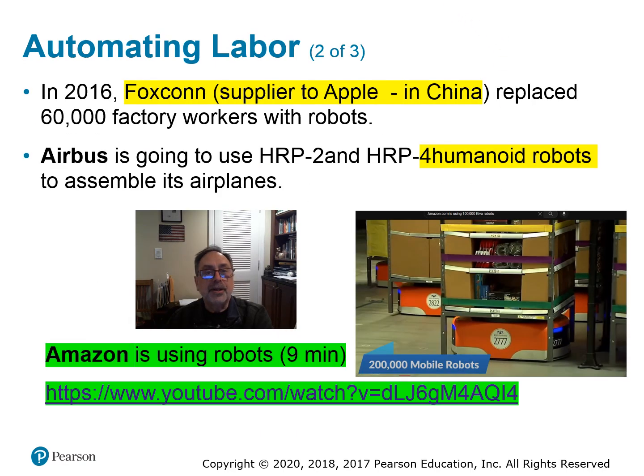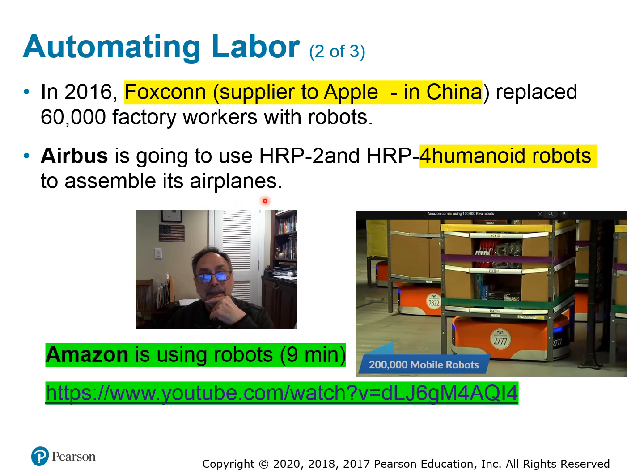Here's just another slide about robotics. Foxconn is a supplier for Apple in China. In 2016, which is a while ago now, they replaced 60,000 factory workers with robots. This automation could level the playing field, as we've lost so many jobs to low labor costs in China. If we all have robots, they all cost about the same, and it may equalize the playing field, and there may be no advantage to having large factories in China or offshore as much anymore.